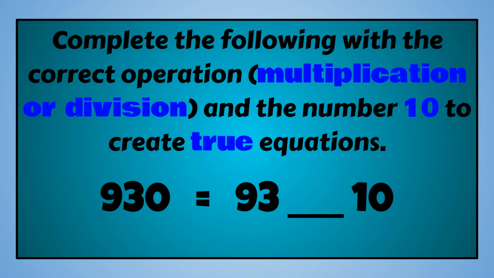All right, our next question. Complete the following with the correct operation: multiplication or division, and the number 10 to create true equations. 930 equals 93 blank 10. So we need to figure out, again, multiplication or division. What are we going to use in order to make this a true equation?